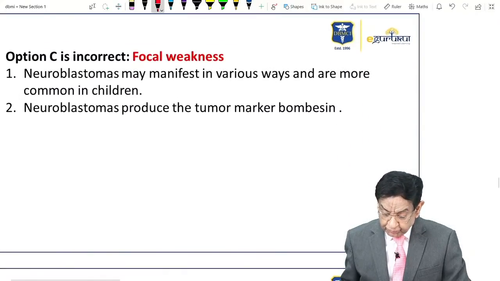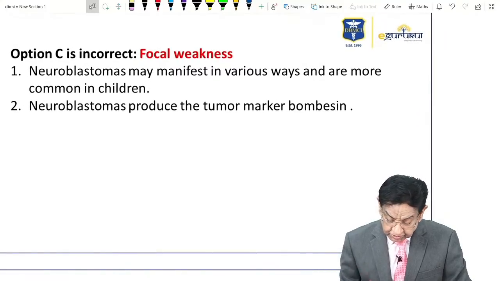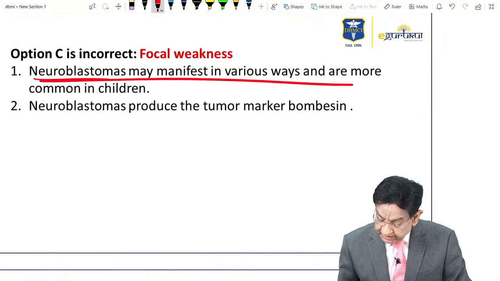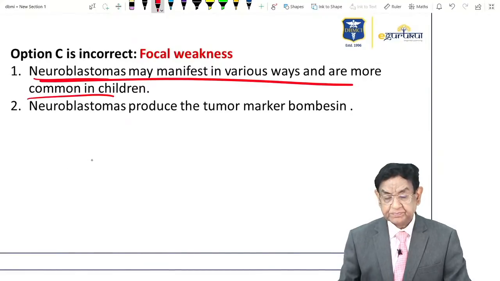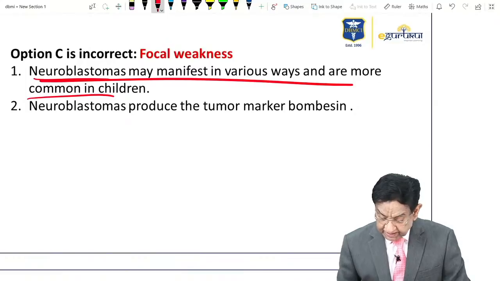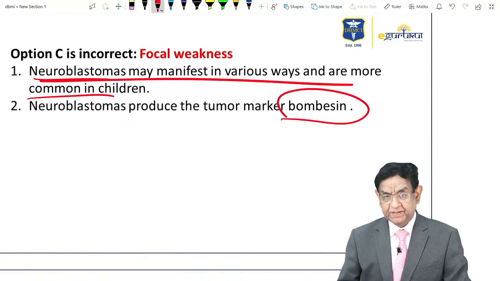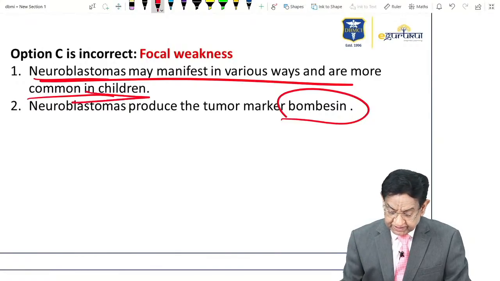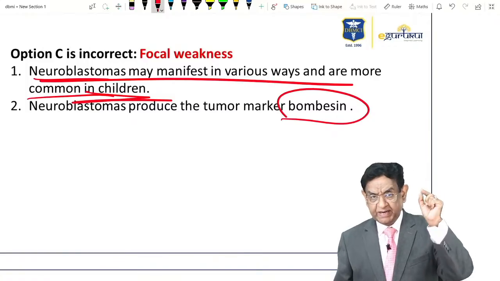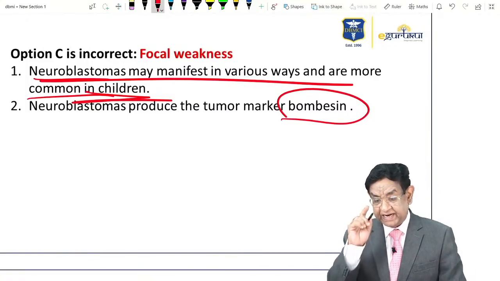Similarly, focal weakness. This is due to neuroblastoma, which occurs in children. Our patient is an elderly person, and the marker for neuroblastoma is bombesin. So this is again not the option. Moreover, neuroblastoma is a disease of children, and lymphoproliferative diseases occur in the elderly.